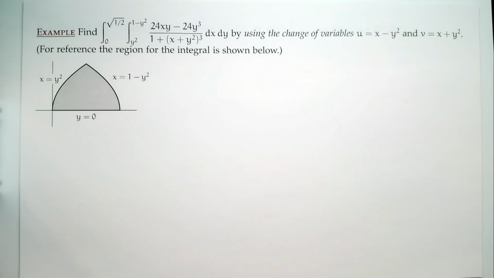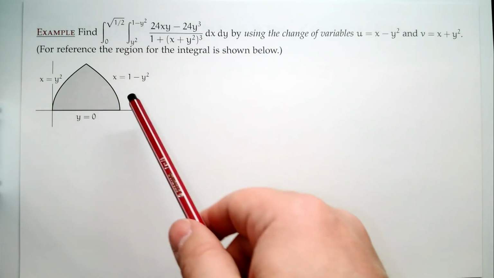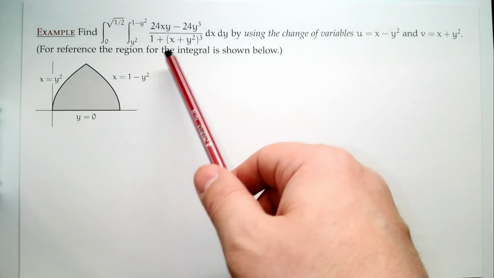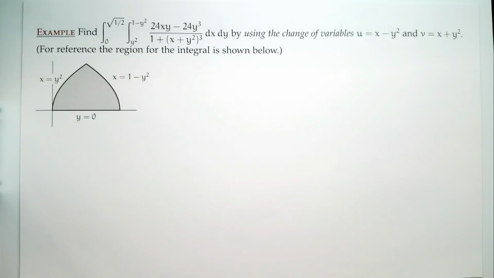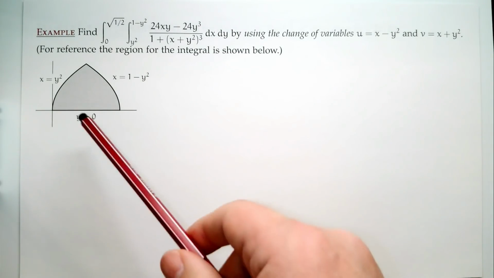All right. Find the integral from 0 to square root of a half, integral from y squared to 1 minus y squared of 24xy minus 24y cubed over 1 plus the quantity x plus y squared, all cubed, dx dy, by using the change of variables u equals x minus y squared and v equals x plus y squared. And there's the region below.